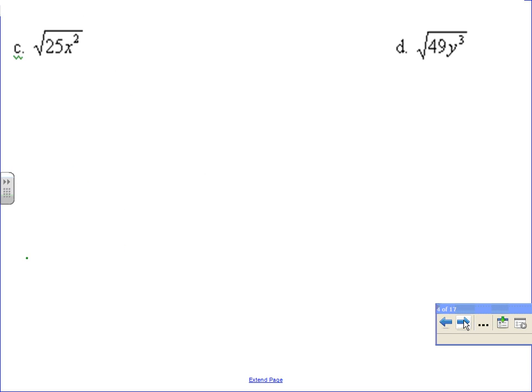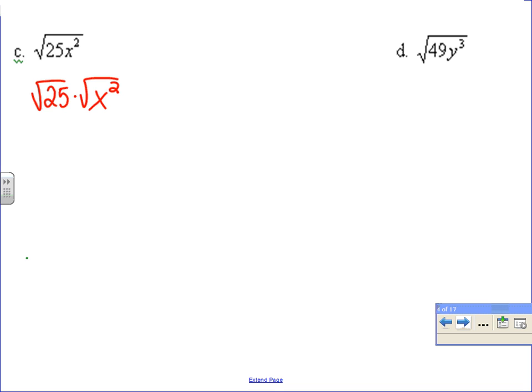Okay, let's try an example with variables. This is when it gets to be a little bit harder. So if we have the square root of 25x squared, it's different because we have these variables. The first thing I want you to do if you have a variable is, using the product property of radicals, separate them into 2 square root or radical symbols so that it's easier for you to simplify this completely.